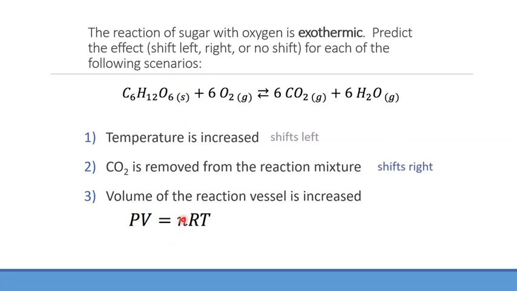If we increase the volume, that means we're going to decrease the pressure. So we're going to increase the number of moles and shift to the right. We have more moles on the right side of this equation than we do on the left. Here we have 12 moles, and over here we only have 7.